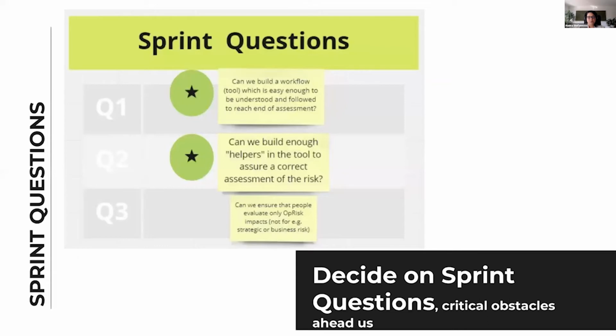After the 2 years goal, the next question can be, which can be the critical obstacles ahead of us? So what can happen, what can stop us so that we are not able to reach the 2-year goal? And these are the sprint questions. These are also usually happening on the first day of the design sprint.